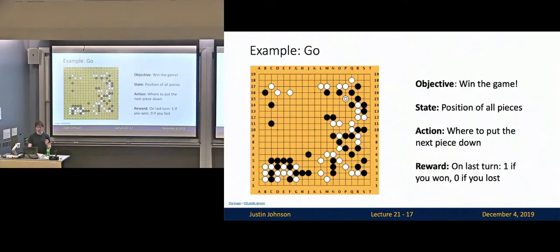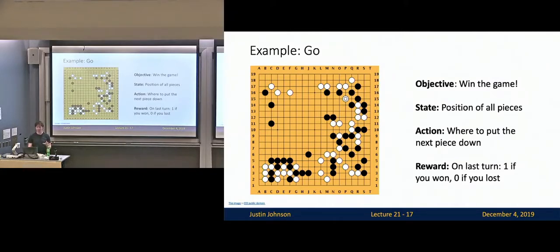Now, another thing we can do is have interactive games where agents are learning to compete against other agents. A very famous example of a task that has been solved with reinforcement learning in this way is learning to play competitive board games like Go. Here, the objective is to win the game. The state is now the positions of all the pieces on the board. The action at each time step is exactly where the agent wants to place its next piece when playing the game of Go.